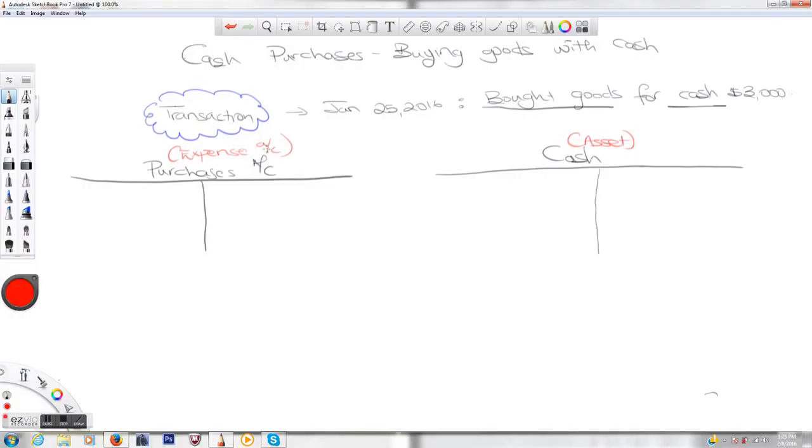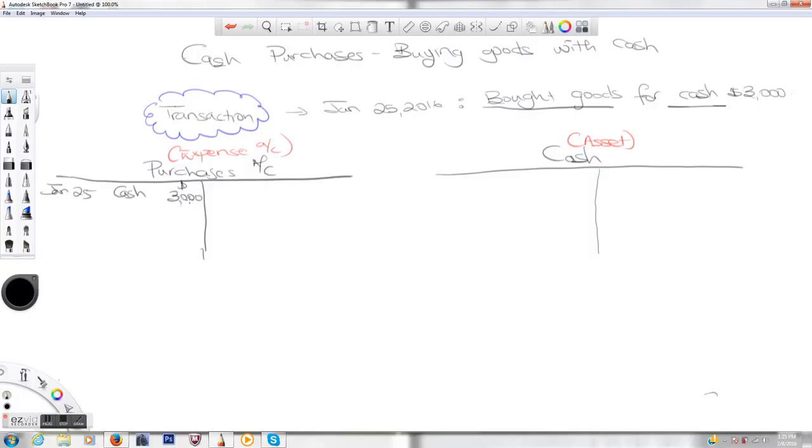Right away your head should be bubbling with the double entry rules for assets and for expenses, but remember that they have the same rules. To increase we debit and to decrease we credit. So we're buying goods for cash. When we buy goods, do we increase our purchases expense? Yes, we do. The more we buy, the more our purchases expense is. To increase an expense, you debit. So we debit the purchases account. So January 25, it's for cash that we're buying goods, and the amount is $3,000.